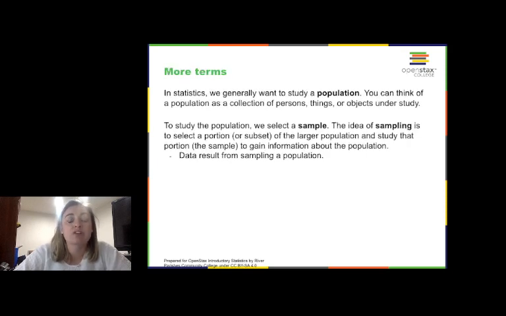For statistics, we generally want to study a sample of a population. You can think of a population as the collection of things, persons, or objects that we are focusing on for study. To study the population, we collect a sample of the population. The idea of sampling is to select a portion or a subset of a larger population and study that portion to gain information about the population. Data results from sampling a population. That's how we get data points. We sample a population, we gather the data, and we can then analyze the data to make conclusions from that data.